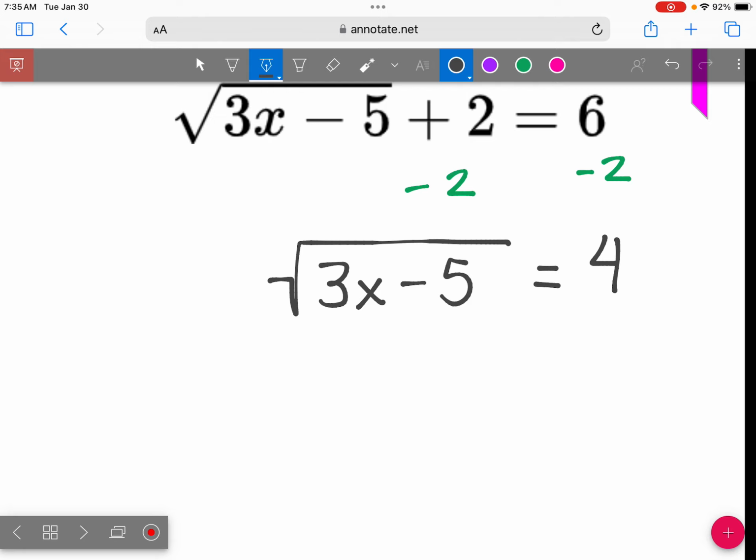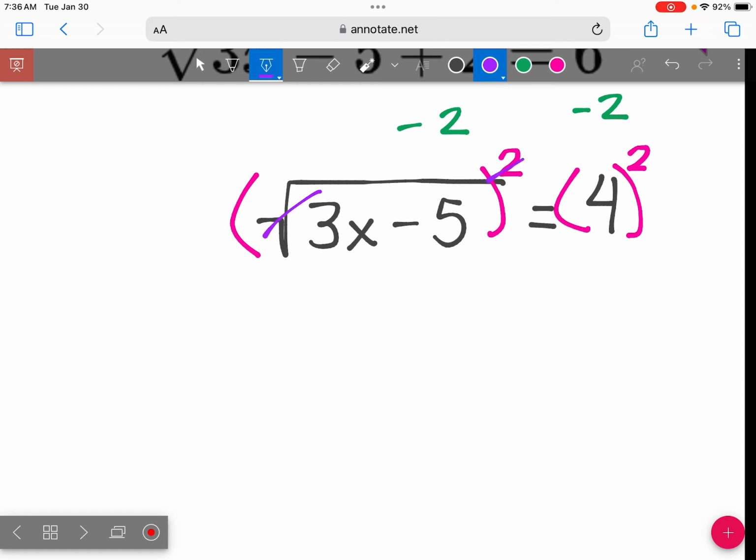What are we going to do next? We're going to do our power. We're going to square it. So we take whatever our index is and raise it to that power on both sides. My power and my square root are going to cancel out. That's the whole point of doing that, is to get my 3x minus 5. My 3x minus 5 equals 16.